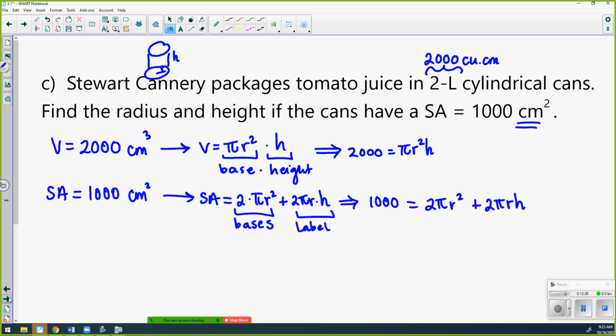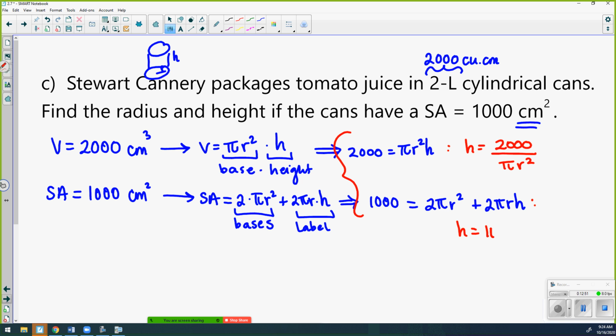So, well, I have 2 equations with 2 unknowns. So this is just kind of an old-fashioned system. This is a beautiful system of equations, 2 equations, 2 unknowns. What can I do? What I'm going to do is rework this equation solved for h. h would be equal to 2,000 over pi r squared. I'm going to do the same thing here. h would be equal to 1,000 minus 2 pi r squared divided by 2 pi r.